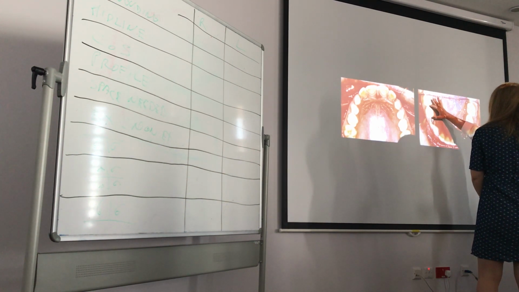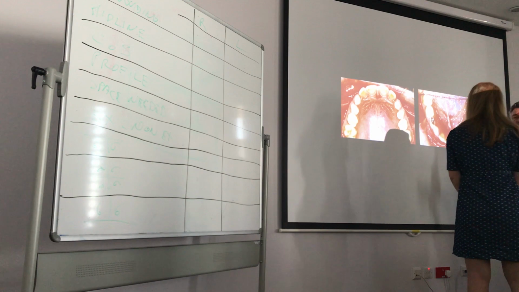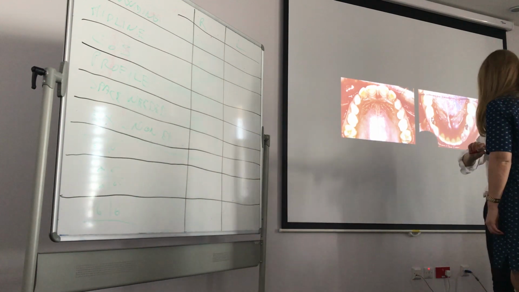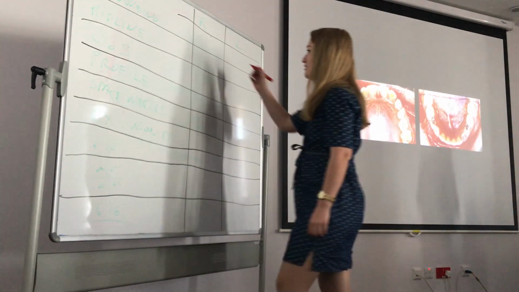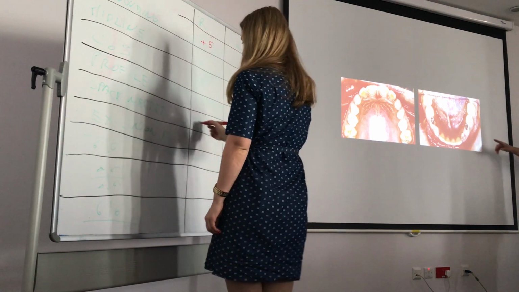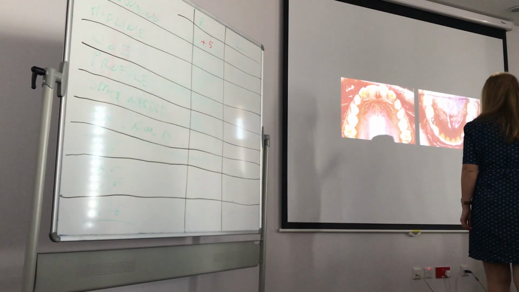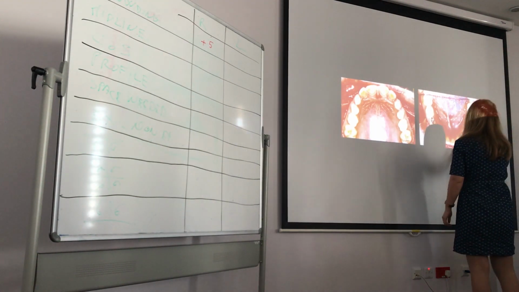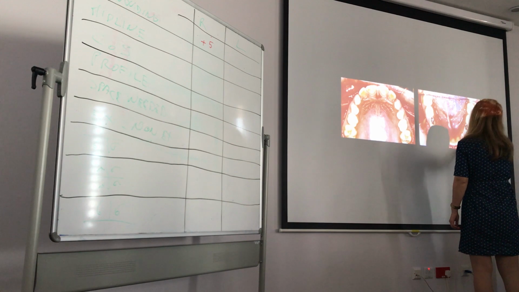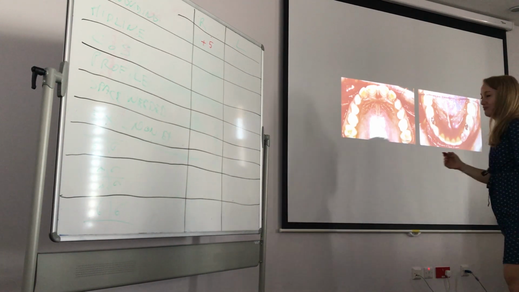Plus, what do you have there? Space. Let's say that you have plus 5, right? On the right arch. And on the left? Five, yeah, 5, 4, 5, whatever you like.